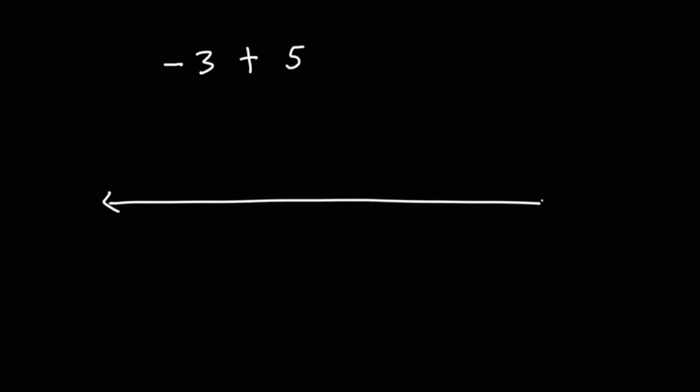Now let's try some different examples. Let's say if we wish to add a negative number to a positive number. Negative 3 plus 5. What's the answer for that? So negative 3 is somewhere to the left of 0. So we're going to add 5 to it. 1, 2, this would be 3, and then 4, 5. So this ends at 2. Negative 3 plus 5 is 2.